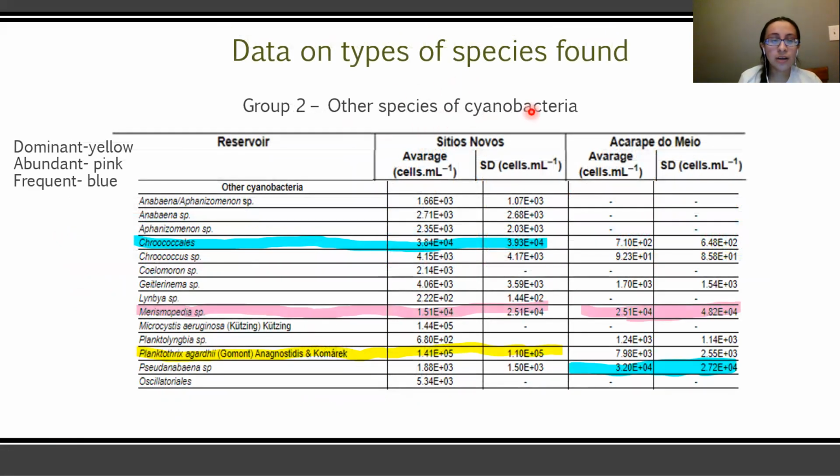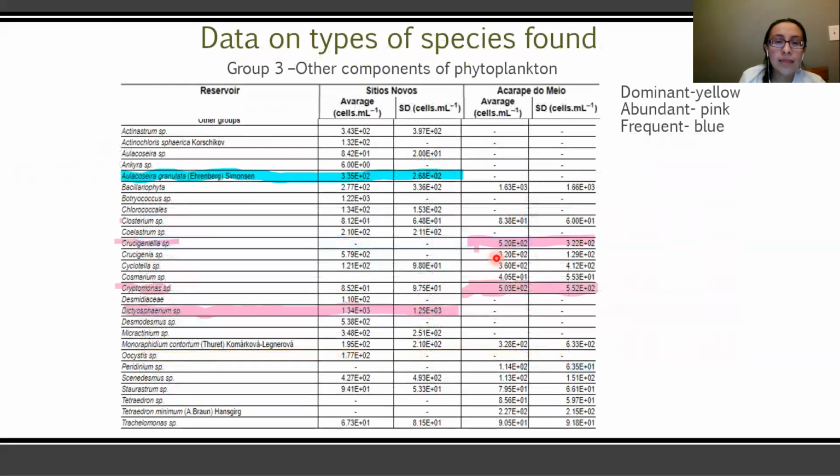Okay, group 2 contains other species of cyanobacteria. Again, the most dominant species in group 2 for Sitios Novos was Planktothrix agardhii. Highlighted in blue is the most frequent species for Sitios Novos, and highlighted in pink is the most abundant species for both Sitios Novos and Acarape do Meio. And then right here, for the other components of phytoplankton, the most frequent species are highlighted in blue and the most abundant species are highlighted in pink. So the most abundant species for Acarape do Meio were Crucigenia sp. and Cryptomonas sp., while the most frequent species for Sitios Novos was Closteriopsis granulata.